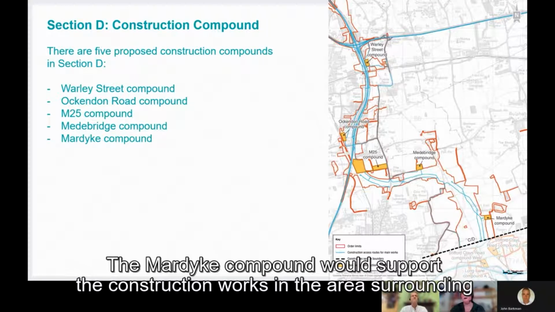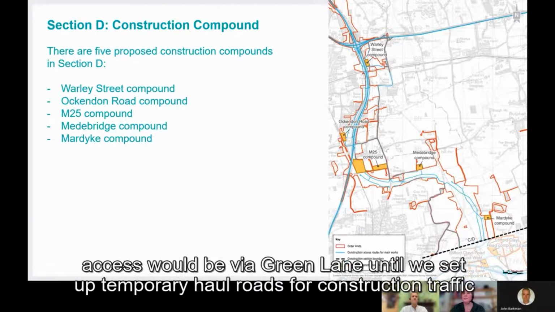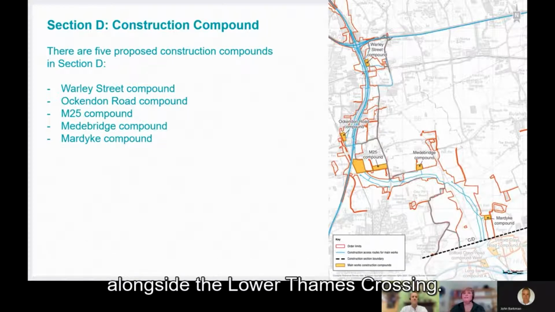The Mardyke compound would support construction works in the area surrounding the Mardyke Viaduct, but would not be in place for the duration of the construction. Initially, access would be via Green Lane until we set up temporary haul routes for the construction traffic only. During the works, access would be required from Stifford's Clay roundabout to these routes alongside the Lower Thames Crossing.